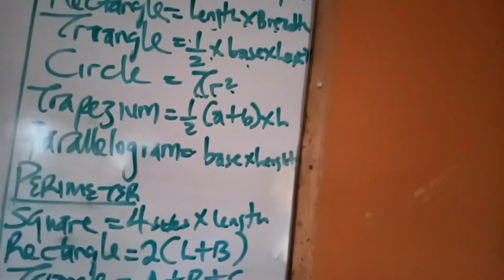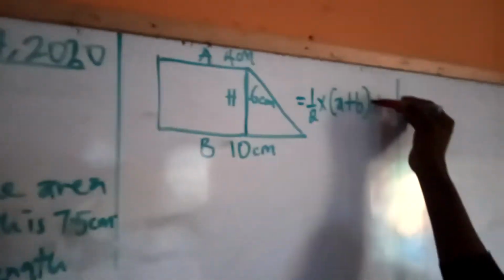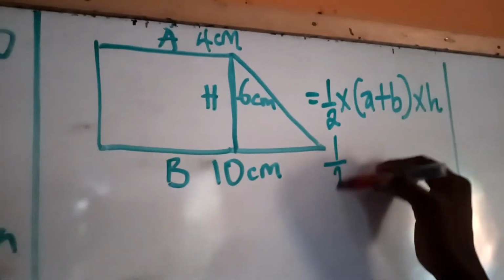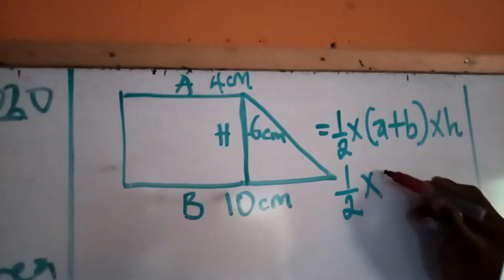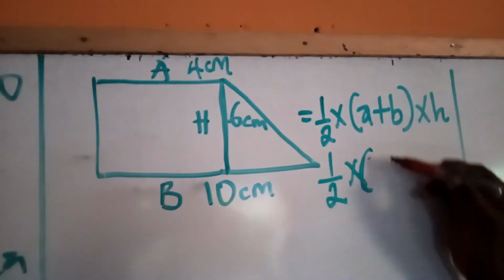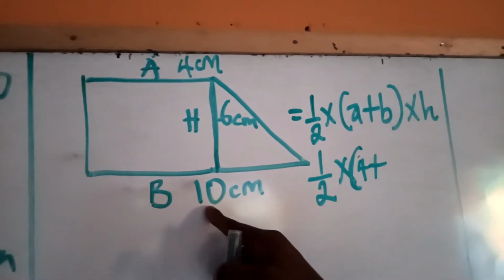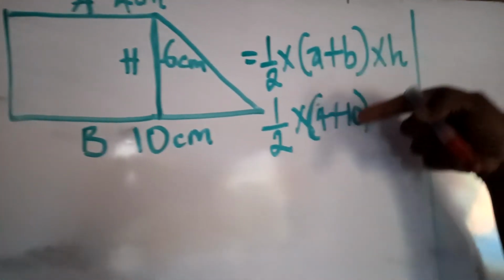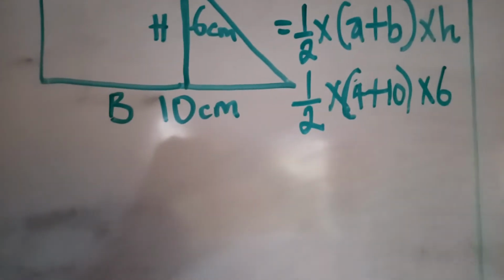Now let's apply it. This is half times A plus B times height. Now we say 1 over 2 times our A is 4. You put it in a bracket according to the formula, plus our B is 10. You put it in the bracket, then you close the bracket according to the formula, times our height is 6.